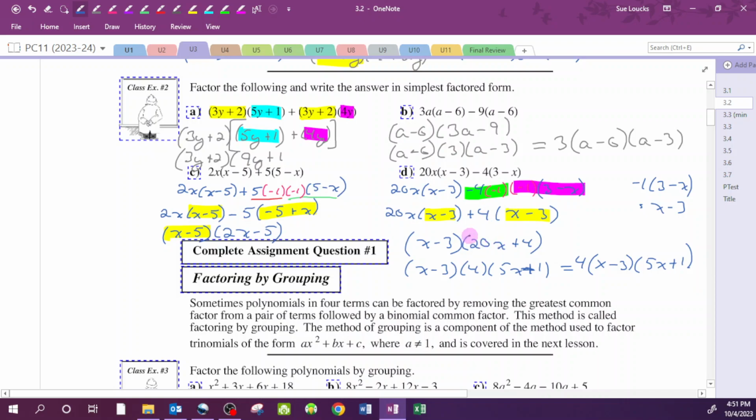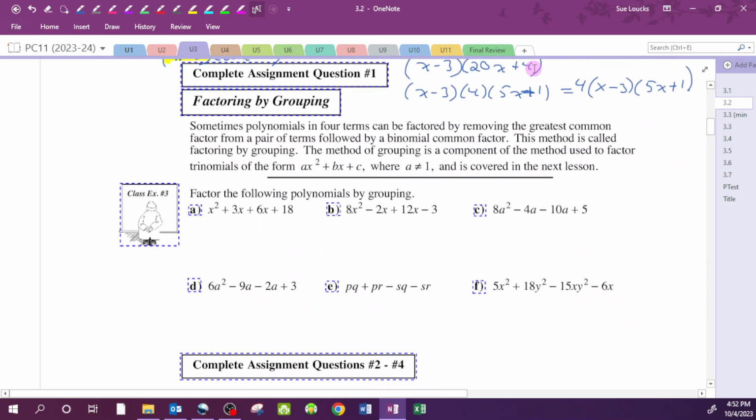I could have factored the 4 out earlier, and I could have actually factored the 3 out earlier here. I intentionally didn't do that because then I've got more brackets that I have to keep track of, and I didn't want to do that, so I didn't. It can be done though.